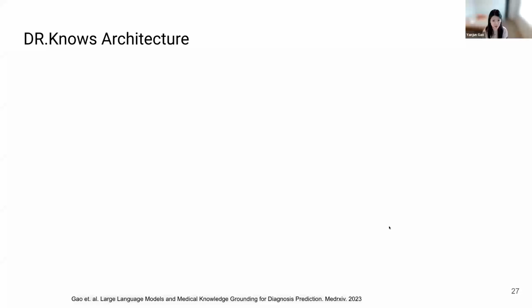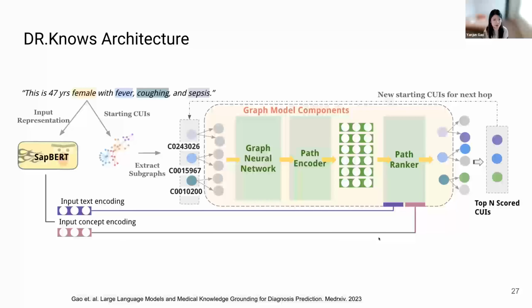So now I want to get into a little bit further of the technical details of what this DR.KNOWS architecture, the diagnostic reasoning knowledge graph model, looks like. This figure is read from left to right. Given the patient's input, which could be a note or a sentence, we highlight the concepts that we can identify easily through some sort of concept extraction tool, for example cTAKES or QuickUMLS, I'm sure some of you are familiar with. Based on this input, we can first get an input representation, or input embeddings, using a pre-trained BERT-based model. Here we're using SapBERT because it's pre-trained on the UMLS biomedical entity linking task, so it has higher quality in terms of medical concept representation.